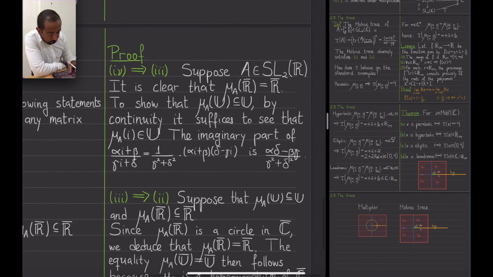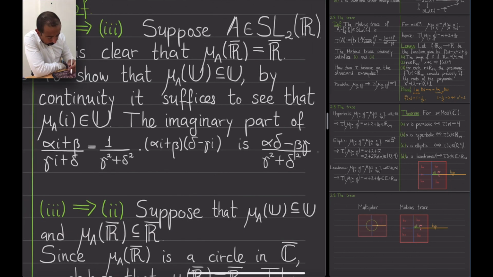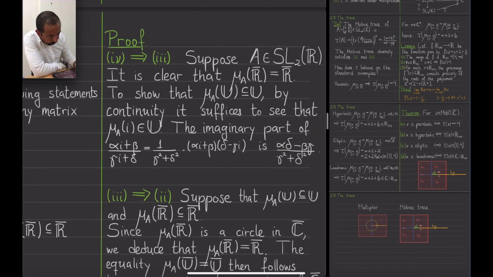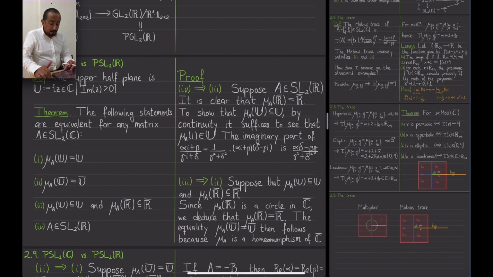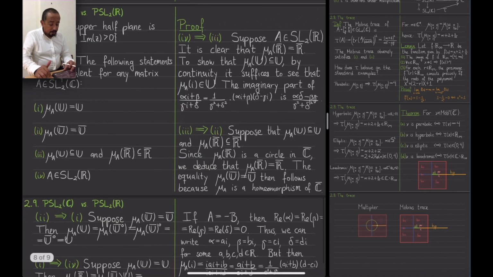And the imaginary part. So you see it's alpha delta minus gamma beta, divided by this. So the imaginary part is this, and since we are assuming determinant 1, this is 1, so the imaginary part is positive, and we are done. Okay, so that proves 4 implies 3. Let's go to 3 implies 2.